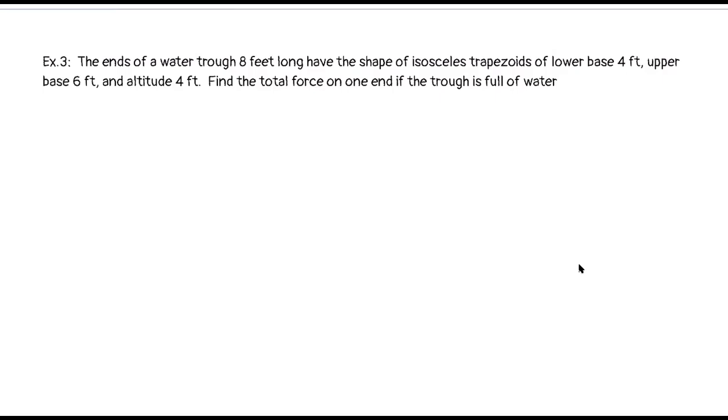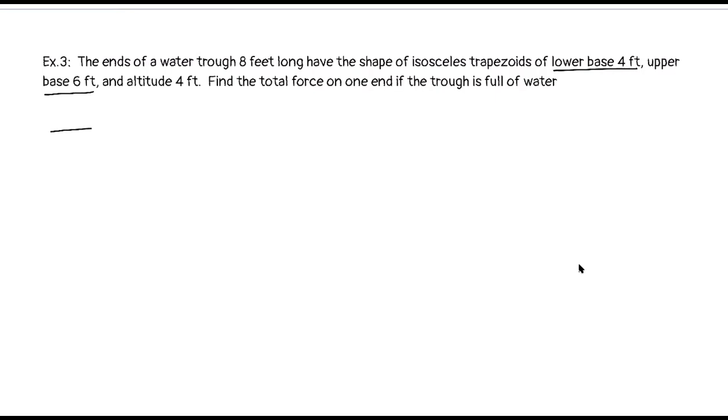Okay. So the question says, find the total force on one end if the trough is full of water. And so we are going to start by drawing a diagram of the end of the trough, not of the whole trough. We're going to have an isosceles trapezoid. I need to draw this carefully because the lower base is 4 feet and the upper base is 6 feet. So I want to make the top of my trapezoid bigger than the bottom, which I know is kind of backwards for us, but make sure your diagram is accurate to the description, okay?